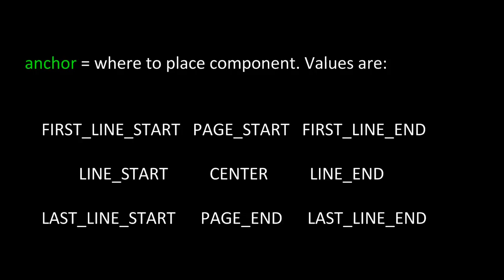But wait, if you act now, there's still even more. In this case, anchor, which is where to place the component. And the values are first line start, page start, first line end, line start, center, line end, last line start, page end, and last line end. And I tried to put these in the position where the component would be placed if you specified that attribute.